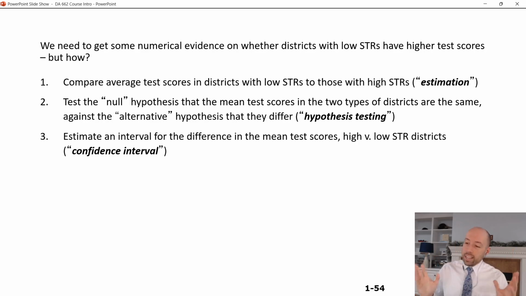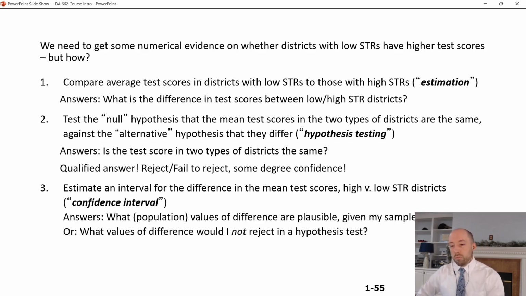Trivially, I could say, you know, the difference between high and low STR districts is probably more than minus infinity and less than positive infinity. And I would be right 100% of the time, but we can do better than that. So I could come up with something that's a 95% chance that it's within a given range. And that's the standard. 95 is the typical number for people.